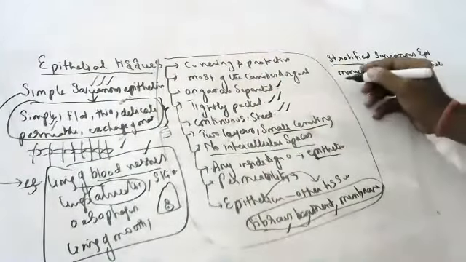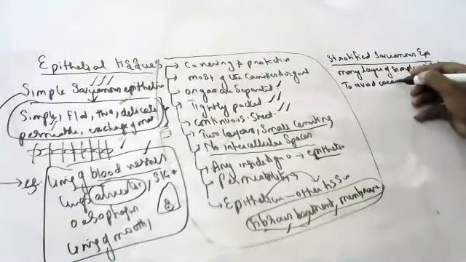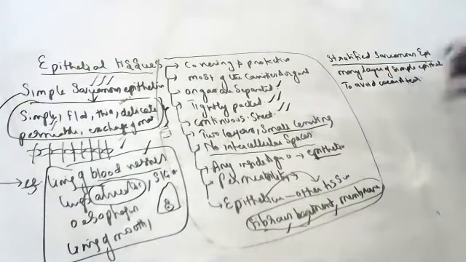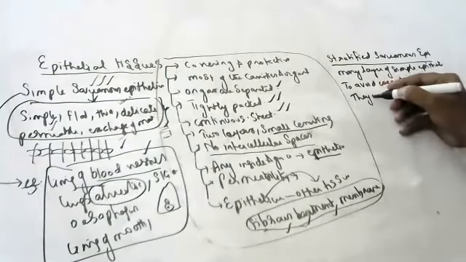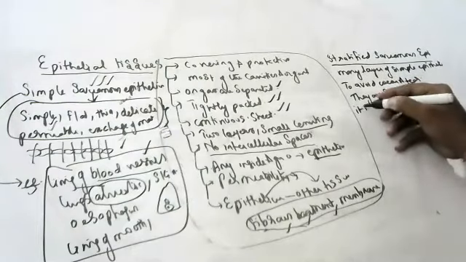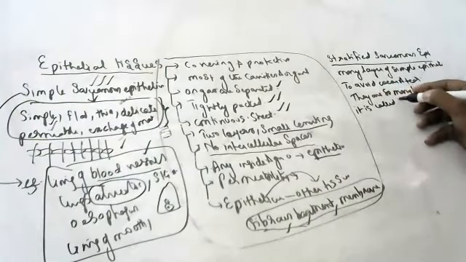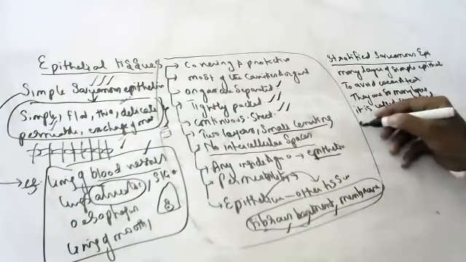Why are many layers present? To avoid wear and tear. Okay, children. Because there are so many layers, it is called stratified. The next example in our body, where is stratified squamous epithelium?